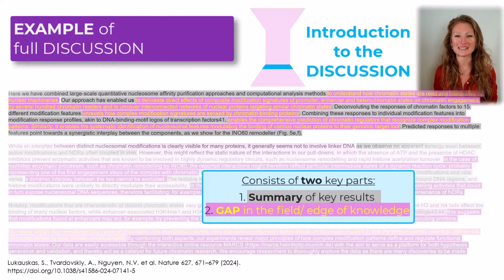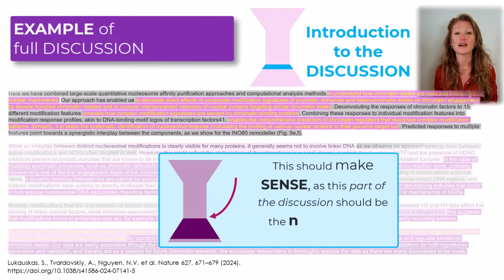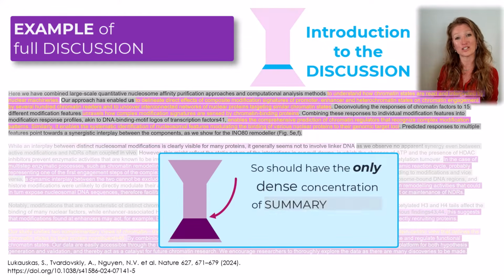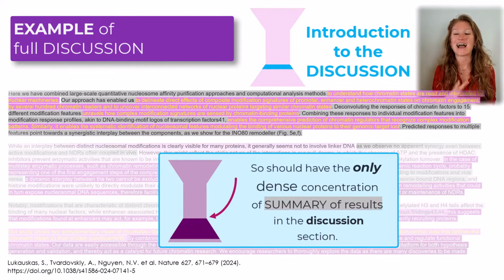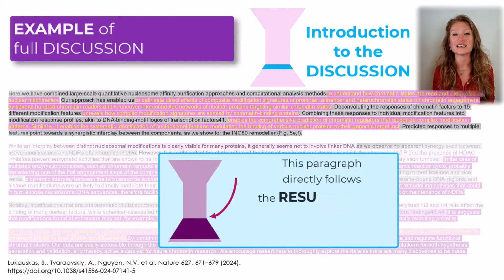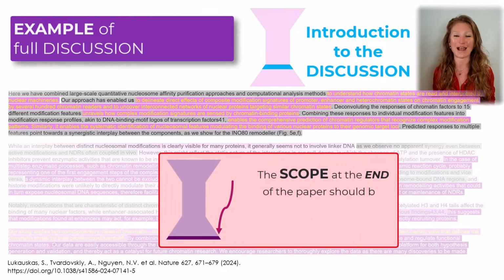And it should make sense that these are the 2 parts that we see here at the beginning of our discussion section, because this part should be the narrowest in scope. So it should have the greatest concentration of summary of key results, which it does. And as this part of the discussion immediately follows the results section, this is the best place to sum up all the key results. We don't want that narrow scope at the end. We want it here at the beginning.